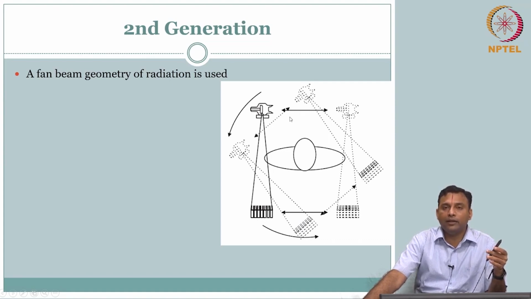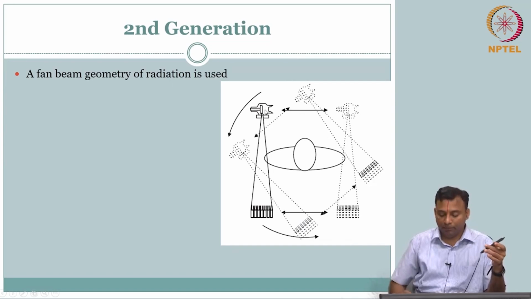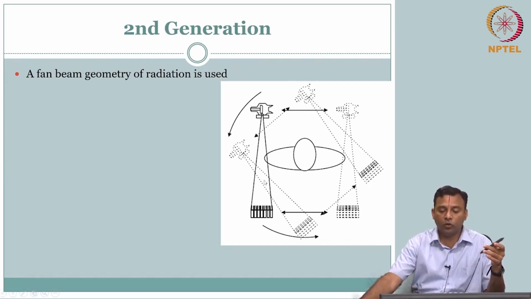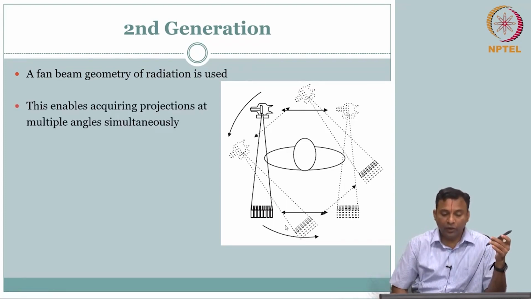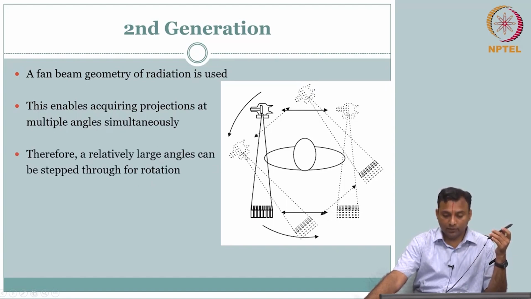Oh, that impacted the data acquisition time. How did it impact? It brought down the time naturally, right, because your stepping size was reduced, the number of steps that you need to do reduced, because in one go you got a few more. Okay. So it did have a very good effect. This enables acquiring projections from multiple angles simultaneously, and therefore you could do it faster. Okay. So therefore a large angle can be stepped through for rotation.